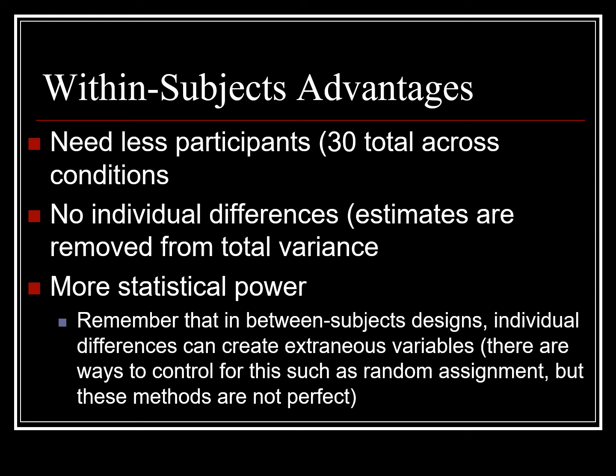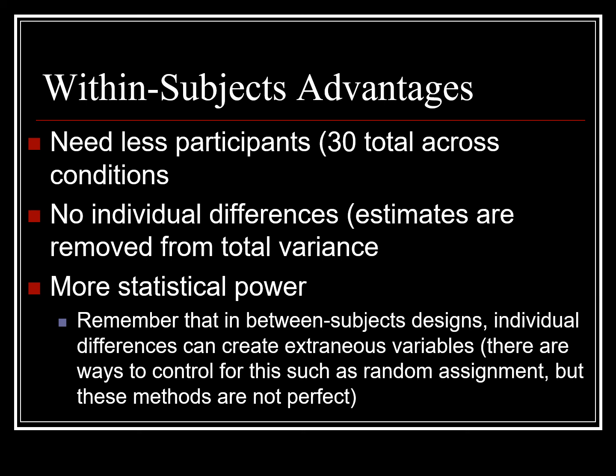So the within subject advantages, we need fewer participants. So if our goal mark for an experimental design is 30 participants, if I have 3 conditions, instead of needing 90 people, I just need 30 people. We also don't have to really worry about individual differences anymore. The estimates are removed from the total variance because they are the same people, and therefore we have more statistical power. So we have more power because with 30 participants, we're effectively getting the same power as if we had 90 participants, because in both cases, we have 30 participants in every condition.